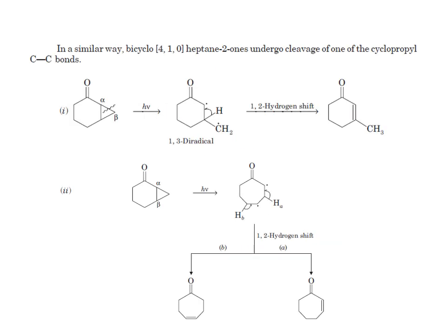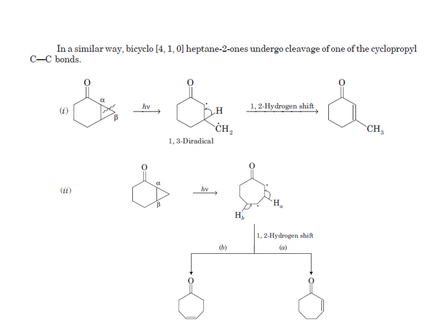Now in a similar way, if we consider the bicyclo 4,1,0 heptan-2-one derivative, this will also undergo this cleavage reaction, and one of the cyclopropyl C-C bonds is cleaved. This produces this biradical, where one radical center is on the cyclic system and another on the CH2, and this is the 1,3 diradical. Then this 1,3 diradical also goes through a 1,2 hydrogen shift, which produces this methyl substituted cyclopentanone derivative.